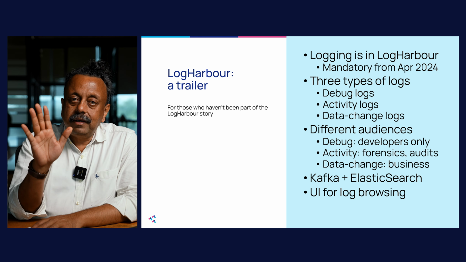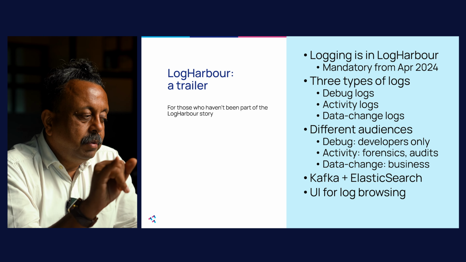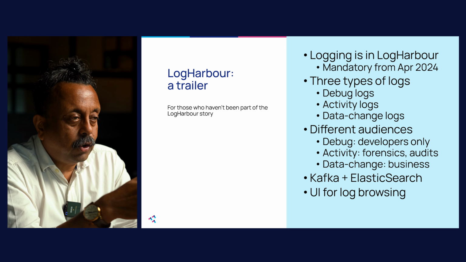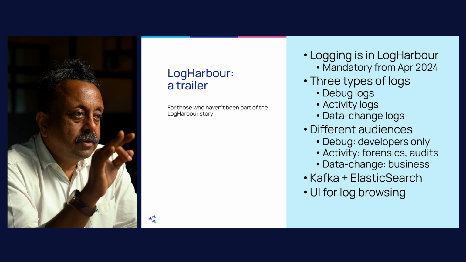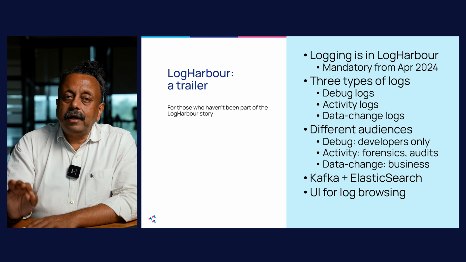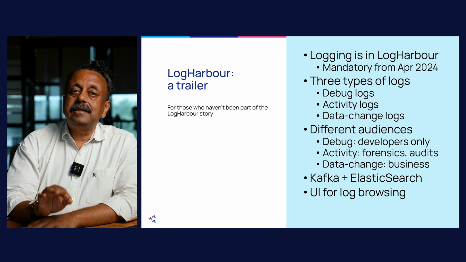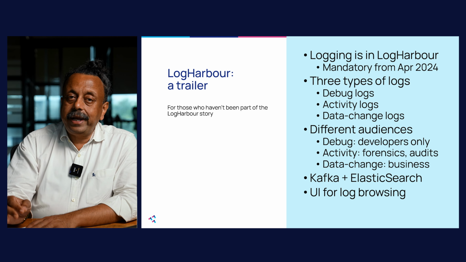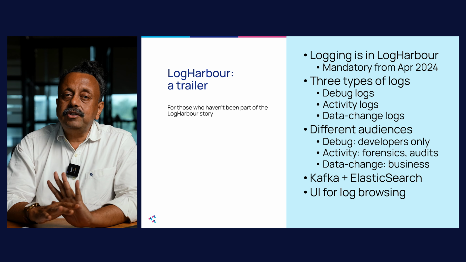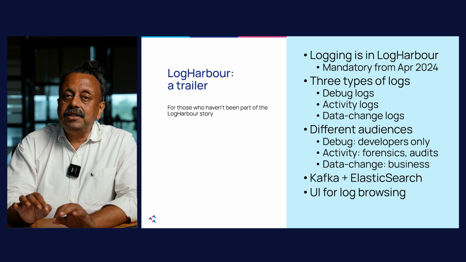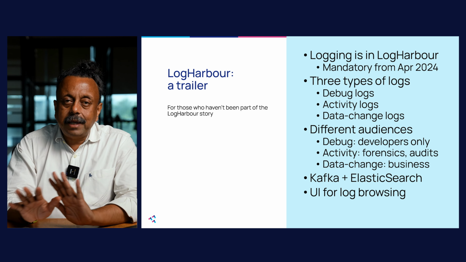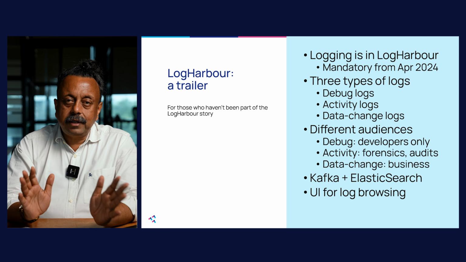Log Harbor from day one records 3 types of logs: the debug log, the activity logs, and the data change log. The debug log is basically for developers. As you can see, the audiences are different. Debug log entries are for developers to debug their code. Activity logs tell us what activity, what operation was performed in the system, where, at what time, by which user, etc. So activity logs are great for forensics and audits. And data change log is purely for business data change tracking, a kind of audit trail of the values of data inside your database. So these 3 types of logs are maintained separately by Log Harbor under a single common framework.